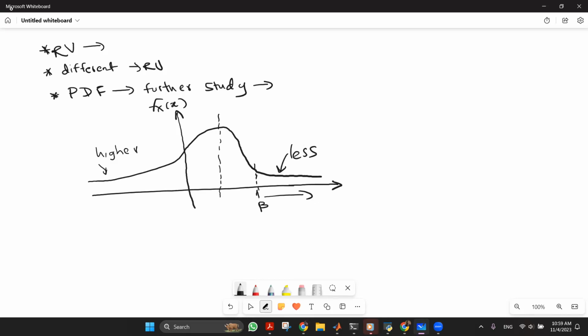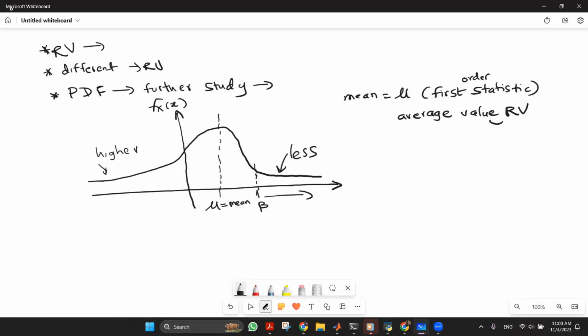Anyway, as we discussed earlier, we have these parameters that we use to study this probability density function. The first parameter is known as the mean, or mu. The mean is a first order statistic. It represents the average value of the random variable.